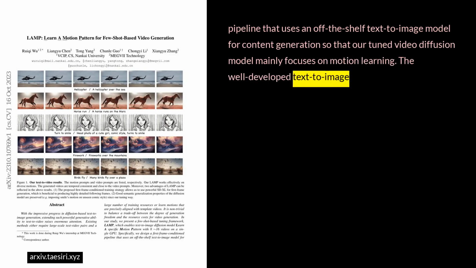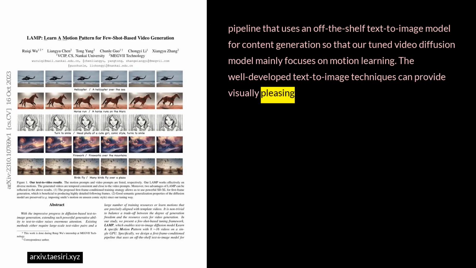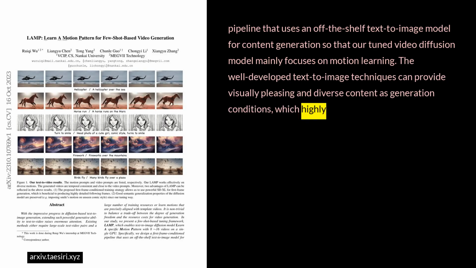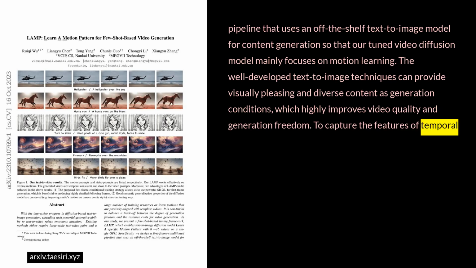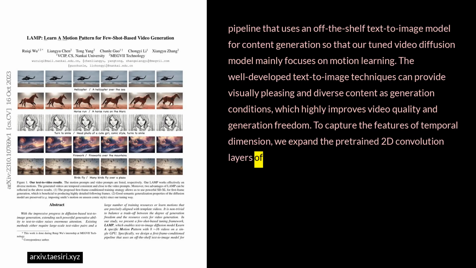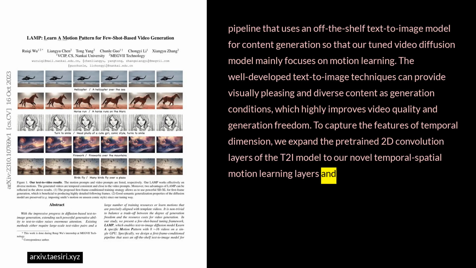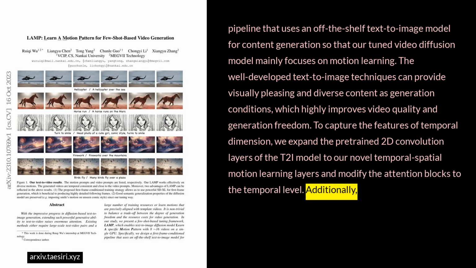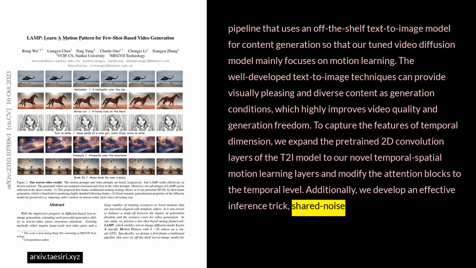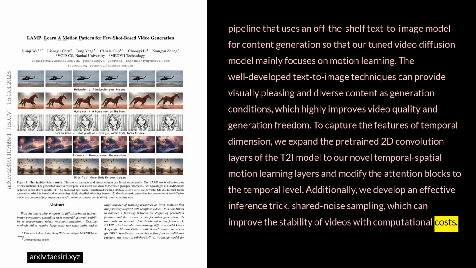The well-developed text-to-image techniques can provide visually pleasing and diverse content as generation conditions, which highly improves video quality and generation freedom. To capture the features of the temporal dimension, we expand the pre-trained 2D convolution layers of the T2I model to our novel temporal-spatial motion learning layers and modify the attention blocks to the temporal level. Additionally, we develop an effective inference trick, shared noise sampling, which can improve the stability of videos with low computational costs.